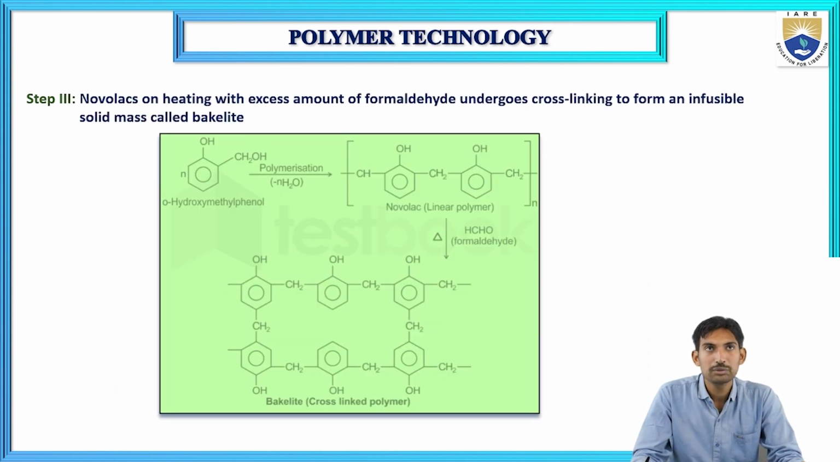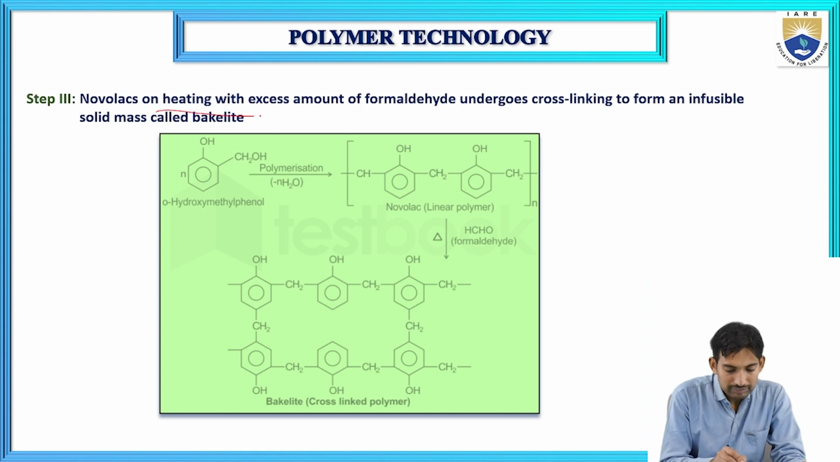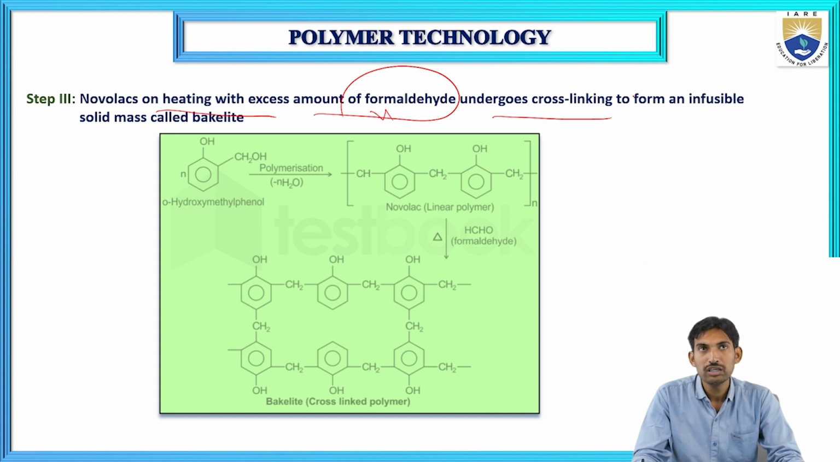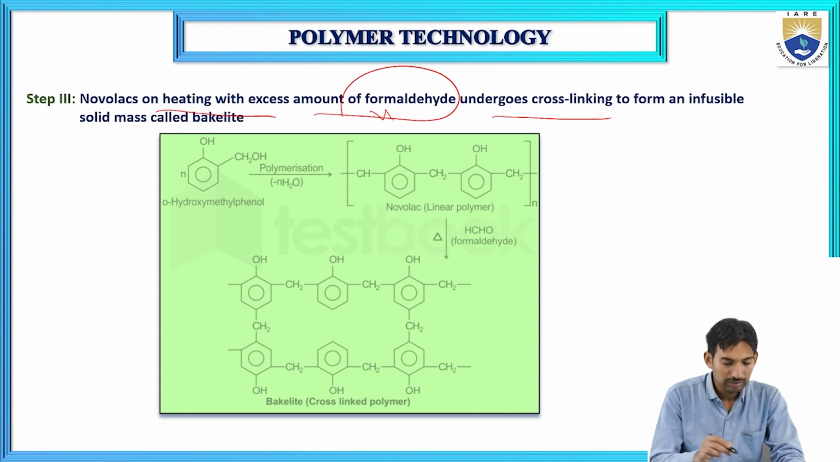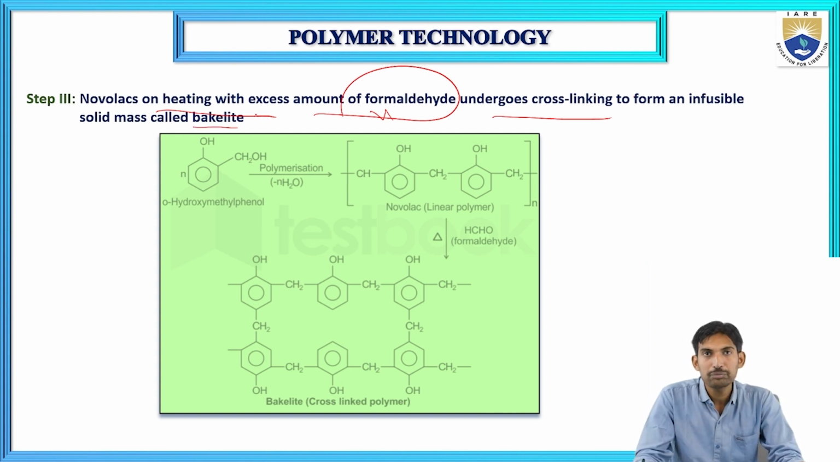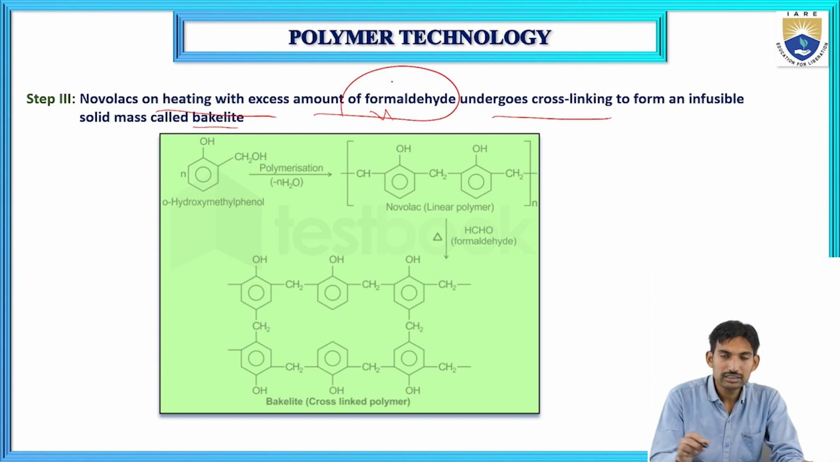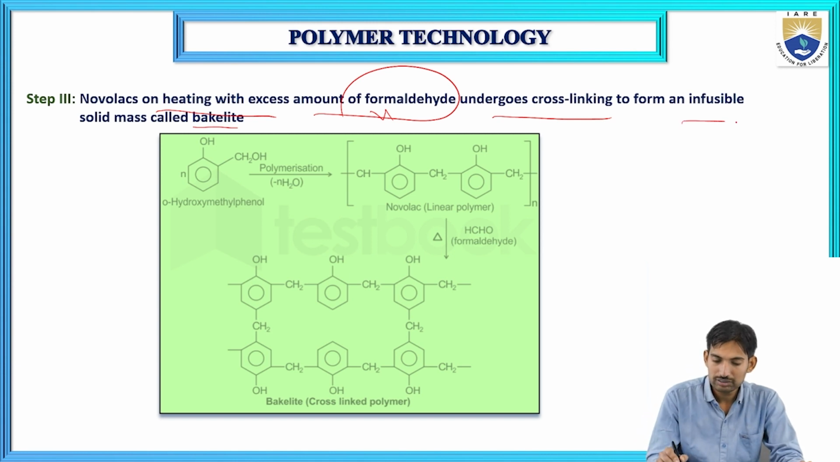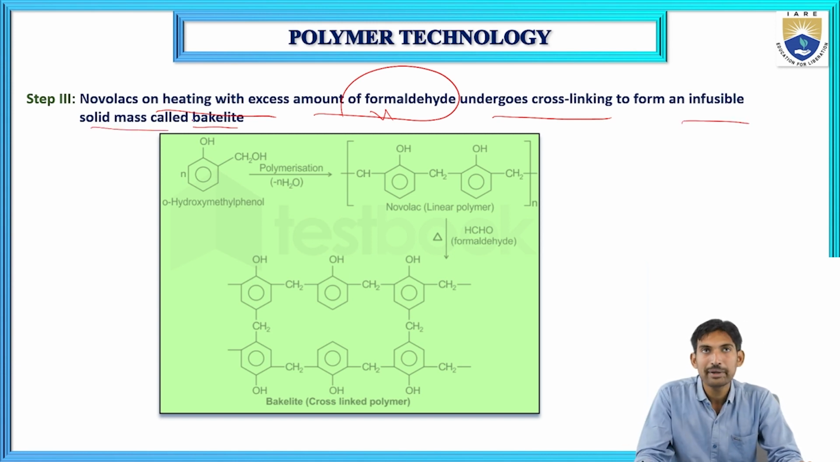See, in step 3, the Novolac on heating with excess formaldehyde. In the second step, Novolac formation takes place, and this Novolac again heating with excess formaldehyde undergoes cross linkage to form an insoluble solid mass called Bakelite. How can we prepare Bakelite from these Novolacs? The Novolac on heating with an excess amount of formaldehyde forms cross linkage, forming an infusible solid mass called Bakelite.